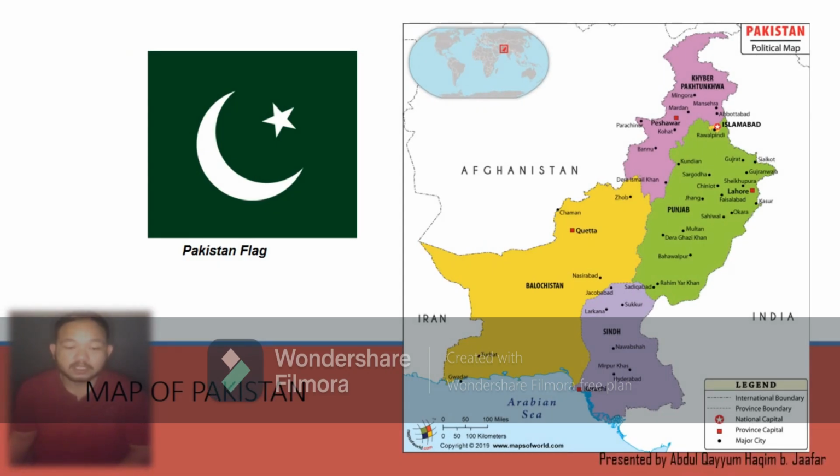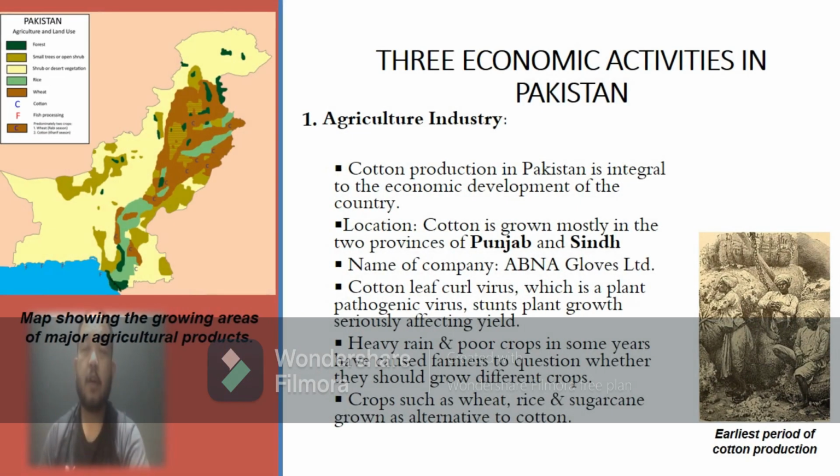Here you can see a Pakistan flag and a map of Pakistan. Three economic activities in Pakistan. First is the agriculture industry. Cotton production in Pakistan is integral to the economic development of the country. Location: cotton is grown mostly in the two provinces of Punjab and Sindh. Name of company: Apna Glove Limited.